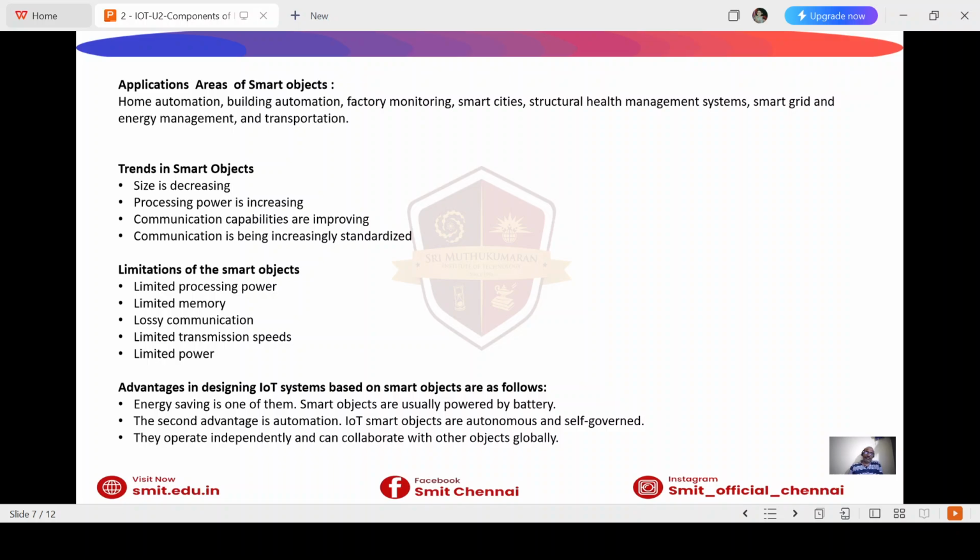The advantages of designing IoT systems based on smart objects are as follows. Energy saving is one of them: smart objects are usually powered by a long-serving battery. The second one is automation. Self-governed autonomous functions will be available through IoT smart objects. And the third one is that they operate independently and can collaborate with other objects globally. So these are the advantages.